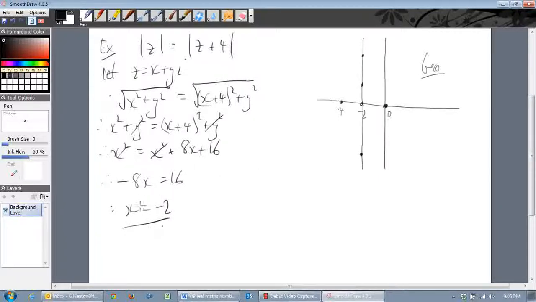What does the line x = -2 look like? Exactly that. So that's the line x = -2 there. So that checks out with my geometric interpretation. So algebraically, geometrically much faster if you can figure it out.